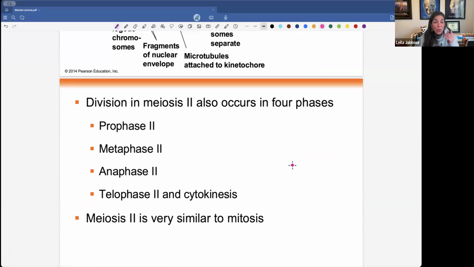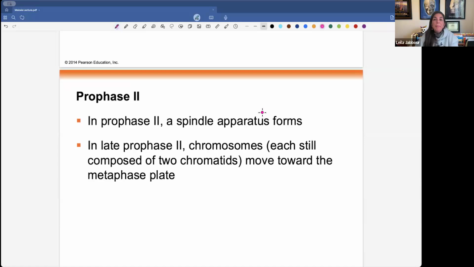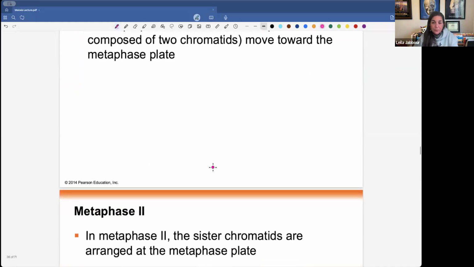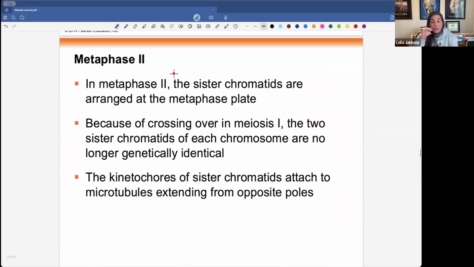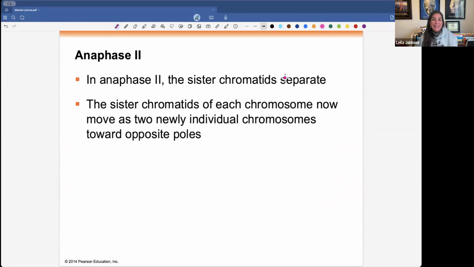And that, meiosis 2, is exactly what happens in mitosis. So you have a spindle apparatus formed, with all these microtubules. Chromosomes move towards the metaphase plate at the end of prophase 2. In metaphase 2, the sister chromatids are arranged on the metaphase plate. So we're still talking about the same thing, except now the microtubules are going to come from both sides of these replicated chromosomes. And the tug of war is going to end up separating those sister chromatids from each other. So they separate in anaphase 2.